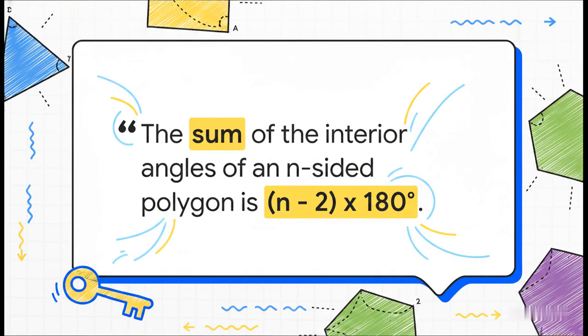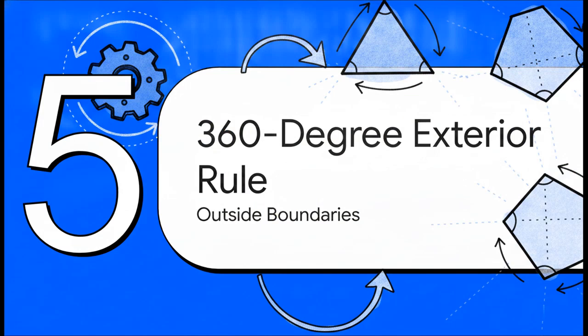Which brings us to this beautiful ultimate key for unlocking internal measurements. The sum of the interior angles of an n-sided polygon is the quantity n-2 times 180 degrees. If you know the number of sides, you just subtract 2, multiply by 180, and boom, you instantly know the total degrees locked inside that shape. Works every single time. Section 5, the 360-degree exterior rule, outside boundaries.